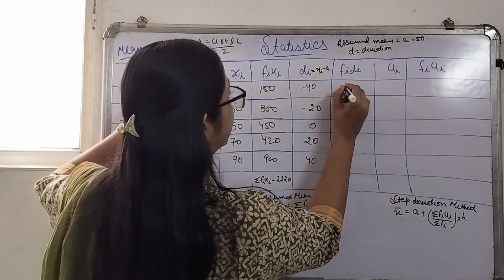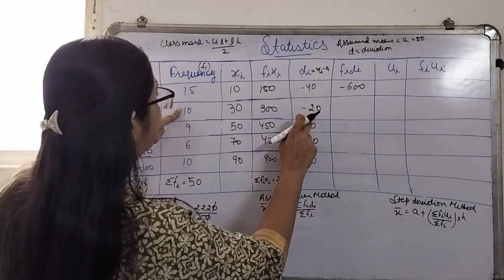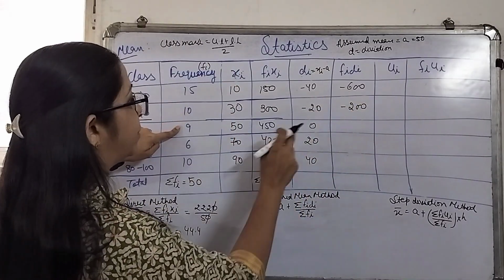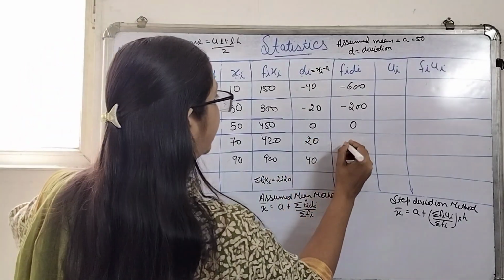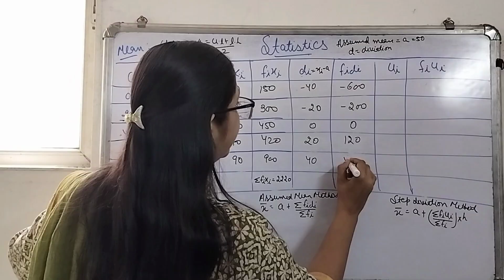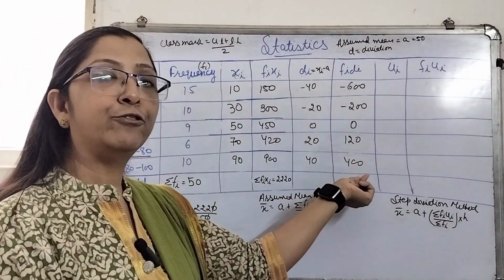If we multiply these two, 15 multiplied by minus 40. 15 4s are 60, so minus 600. 10 multiplied by minus 20, so minus 200. 9 multiplied by 0 will give us 0. 6 multiplied by 20 will give us 120. 10 multiplied by 40 will give us 400. 10 multiplied by 40 will be 400.